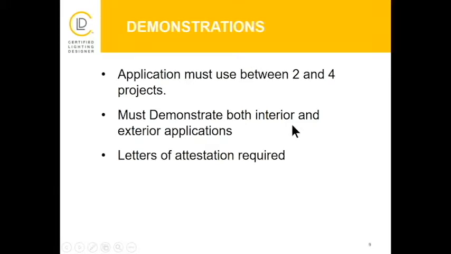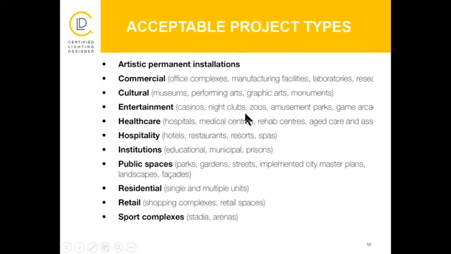So when you're applying, you need to get between 2 and 4 projects together, and you must do both interior and exterior projects, although most projects, I guess, have an exterior element to them as well as an interior element, or vice versa. And you're going to need letters of attestation, as I mentioned earlier. All of these are about you demonstrating to the assessors that you know what you're doing. And pretty much any project you do as a designer can be used.